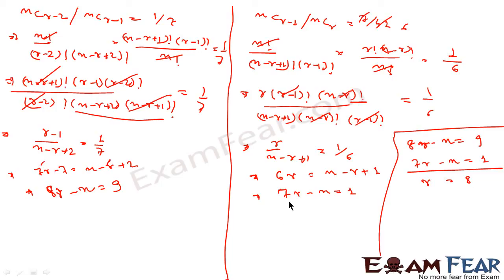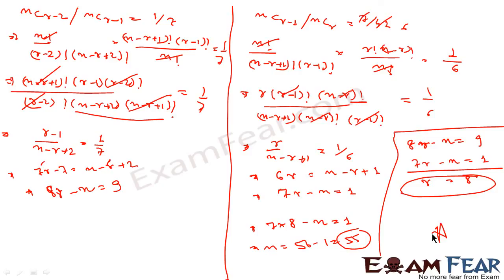So when I get r is equal to 8, I can put it in any of the equations. So here I say 7 into 8 minus n is equal to 1, or n is equal to 56 minus 1, which is equal to 55. So I have n is equal to 55 and r is equal to 8, and this is my answer.